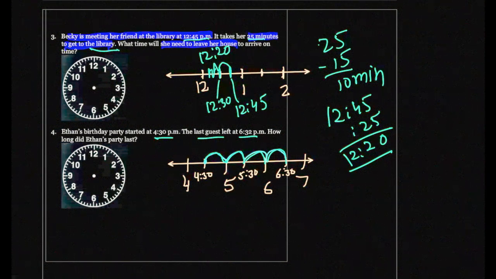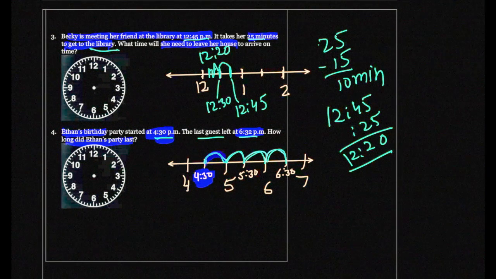Let's look at question number 4. Ethan's party starts at 4:30 and all the guests leave at 6:32 p.m. How long did Ethan's party go? So this is going forward. The party started at 4:30, so I am going to go by 30 minute increments.